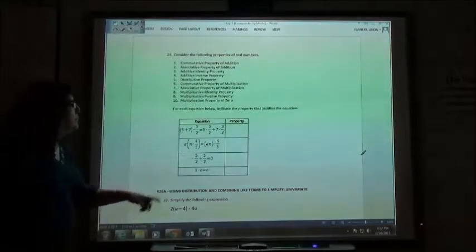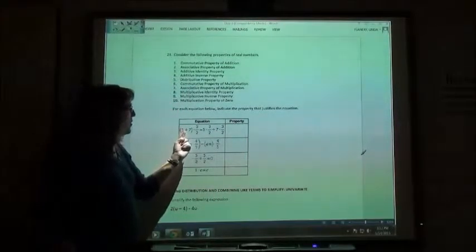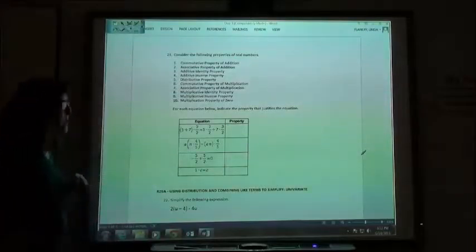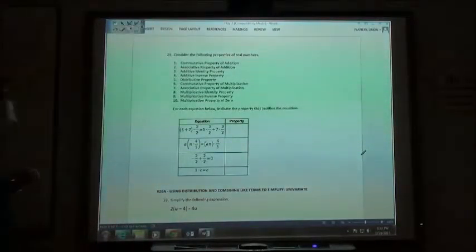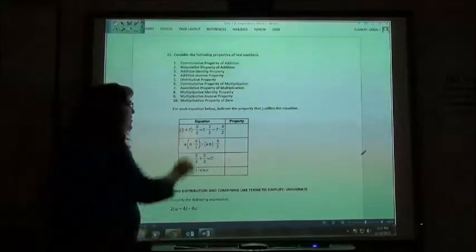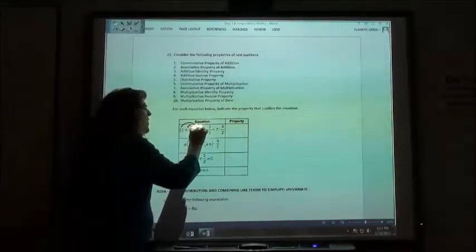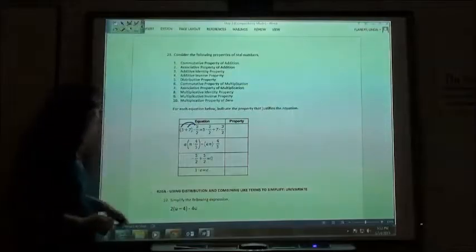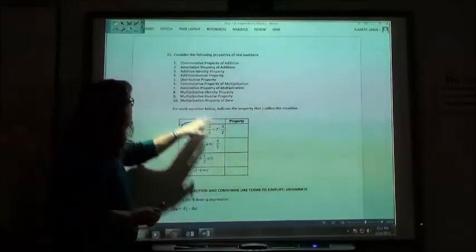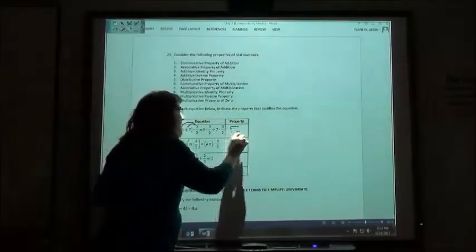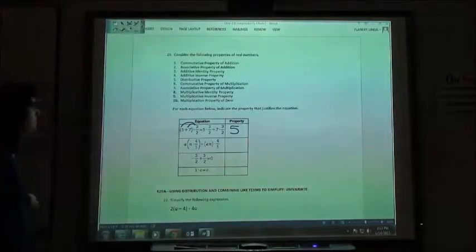The next one, I have both adding and multiplying again. Hopefully you recognize that's the distributive property. I took the 5 times the 3/2. I also took the 7 times the 3/2, and I got rid of my parentheses. So number 5, my distributive property.